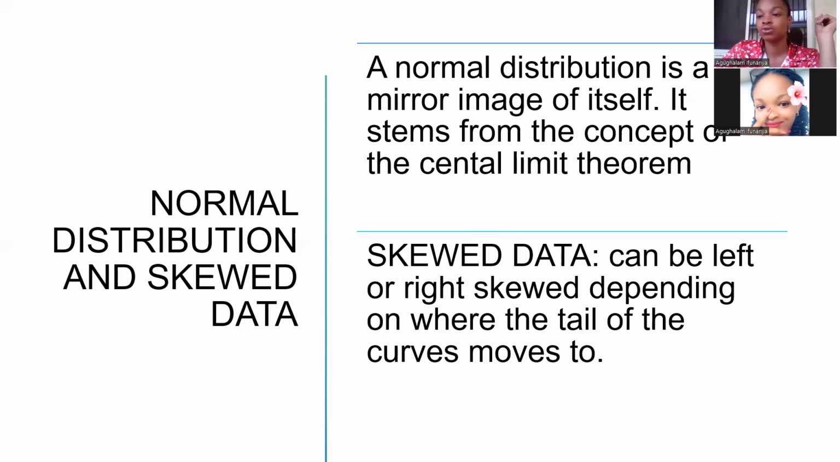Okay, so back to normal distribution. What is a normal distribution? A normal distribution is a mirror image of itself. It stems from the concept of the central limit theorem.